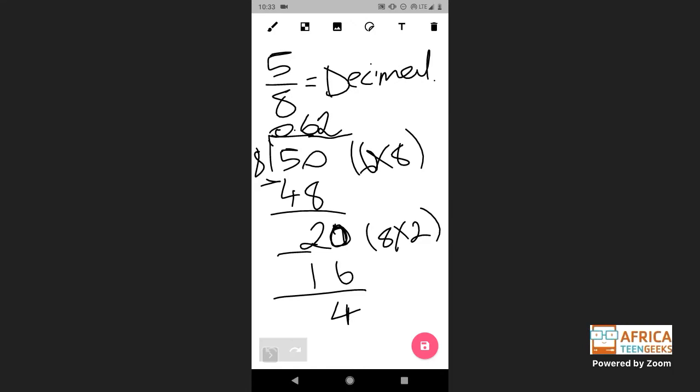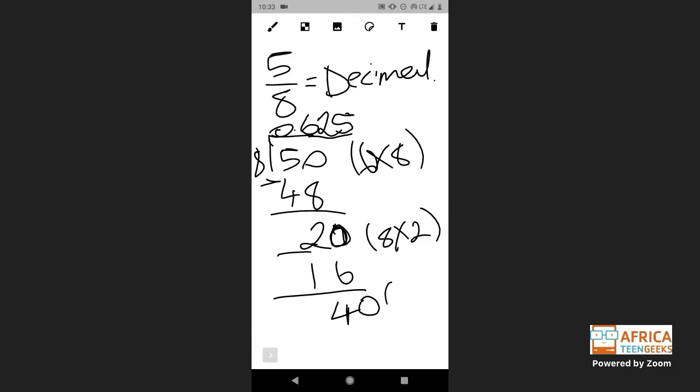So let's do it then. When we do it, we'll say 4 divided by 8, and that will give us 0 again. So we can have our 0 right here, and 40. Now we have 40. 40 divided by 8, it gives us how much? It gives us 5. So we'll continue writing it there.